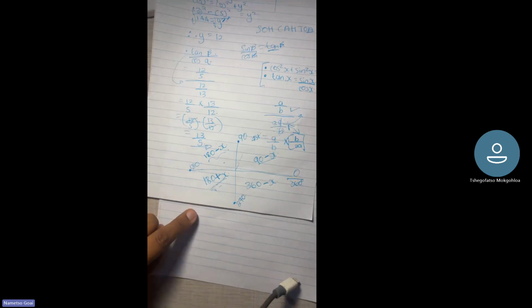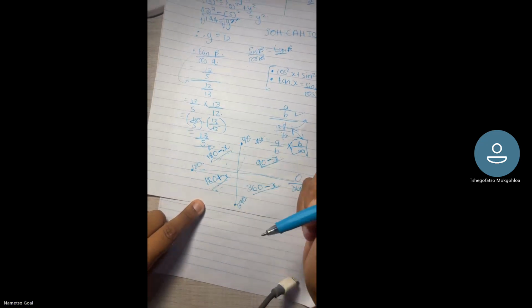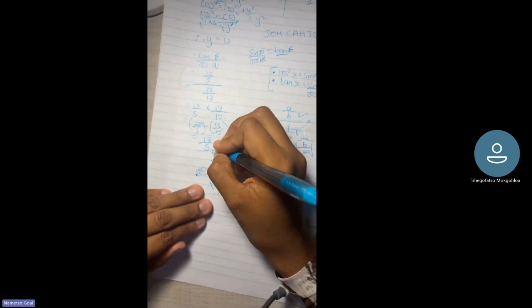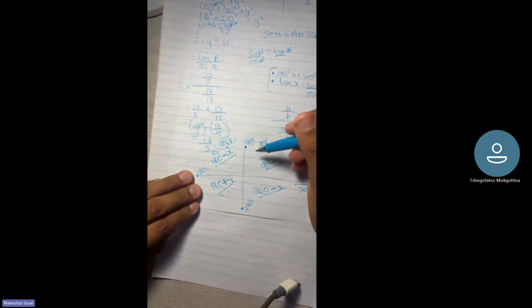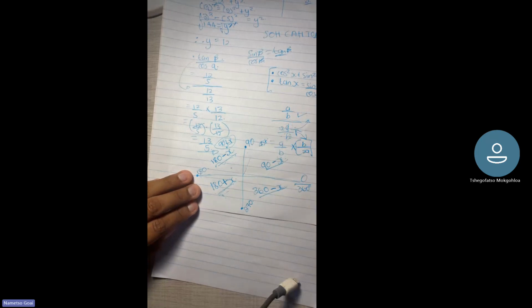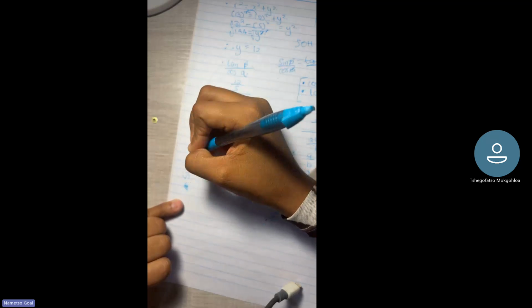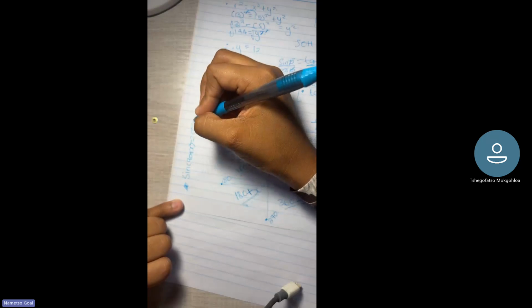Do you get all of these things? Yes, ma'am. Okay. Sometimes this one is also written as 90 plus x, but normally it's when we're dealing with co-functions. Whereby you have sine 90 plus x, and then we say this is equal to cos x.